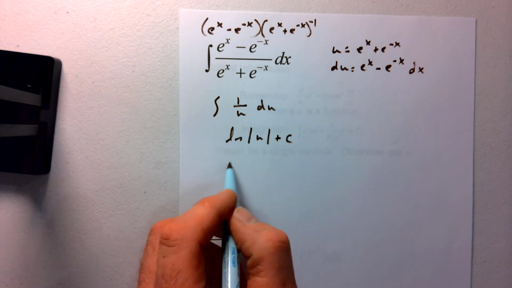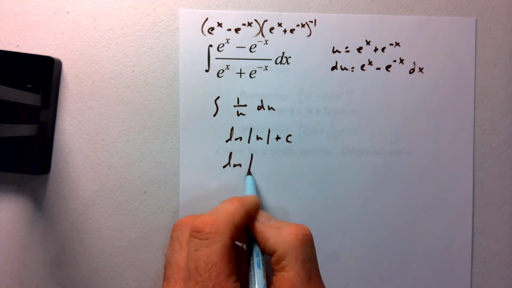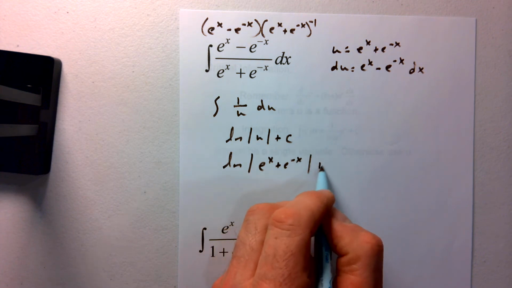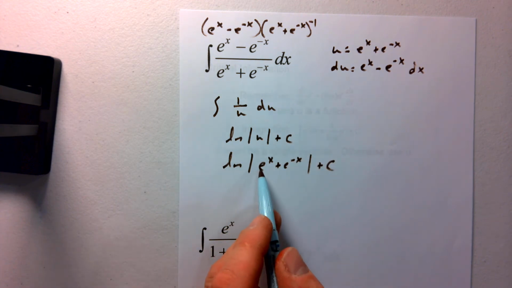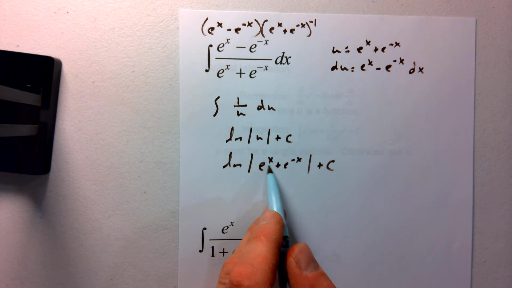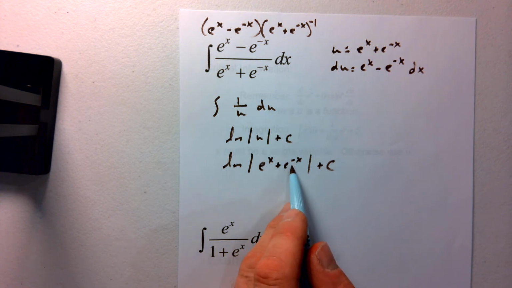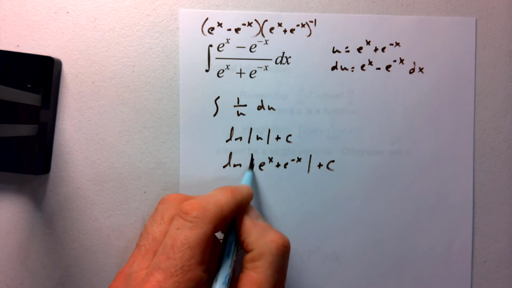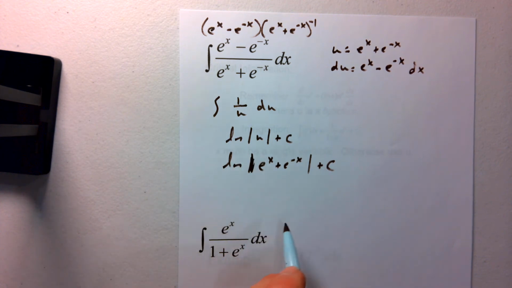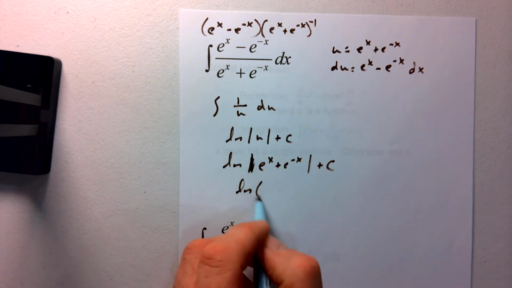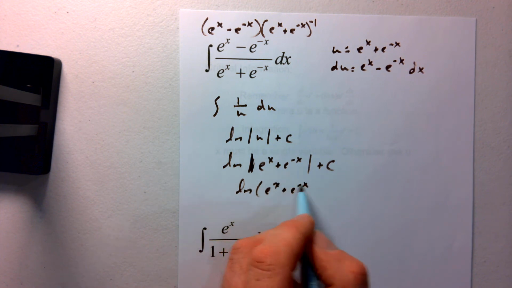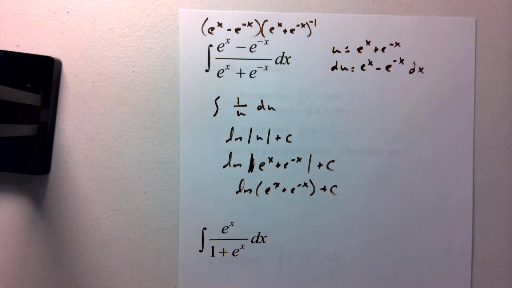Replacing my u, I have the natural log of the absolute value of e to the x plus e to the negative x plus c. Since e to the x is always going to be a positive value, e to the negative x is always going to be a positive value, I don't necessarily need these absolute value symbols, but it's not wrong if we put them in there. But you probably will see it as the natural log of the quantity of e to the x plus e to the negative x plus our c.